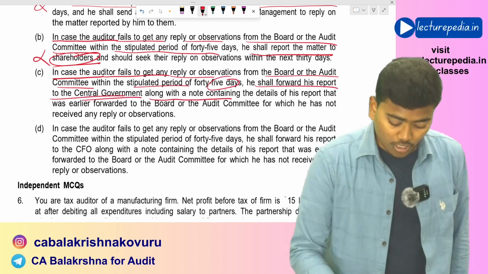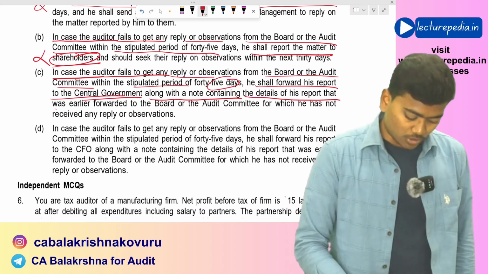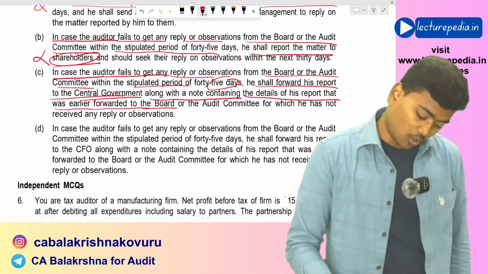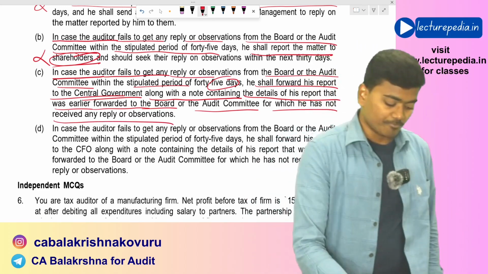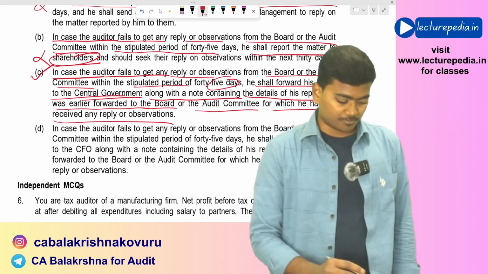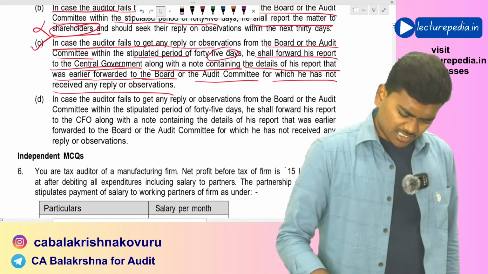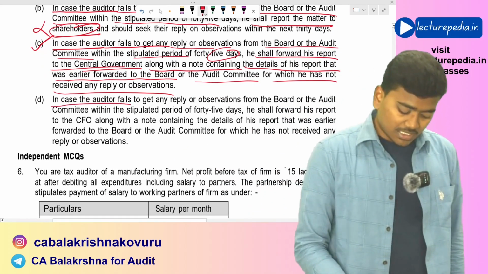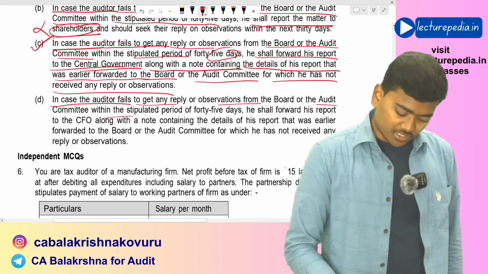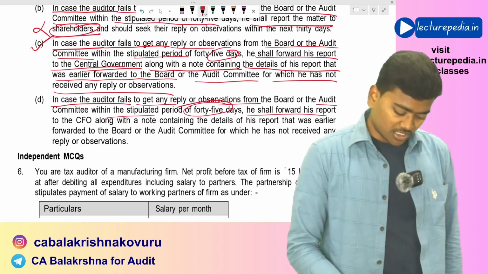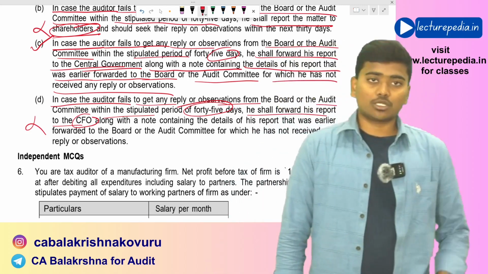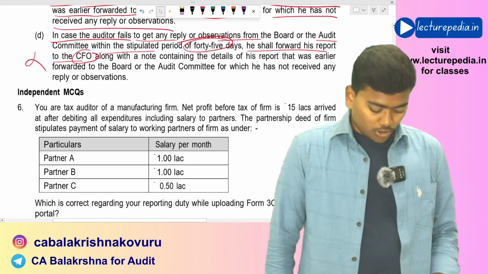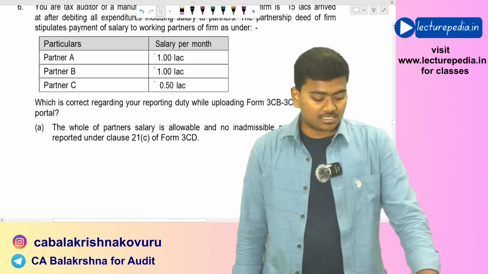Yes, along with a note containing the details of his report that was earlier forwarded to the board or the audit committee for which he has not received any reply or observations. Option C is correct. And let us also read option D. In case the auditor fails to get any reply within the stipulated period of 45 days, he shall forward his report to the CFO. No, you need not forward to the CFO. You need to forward to the central government. That was the integrated case scenario.